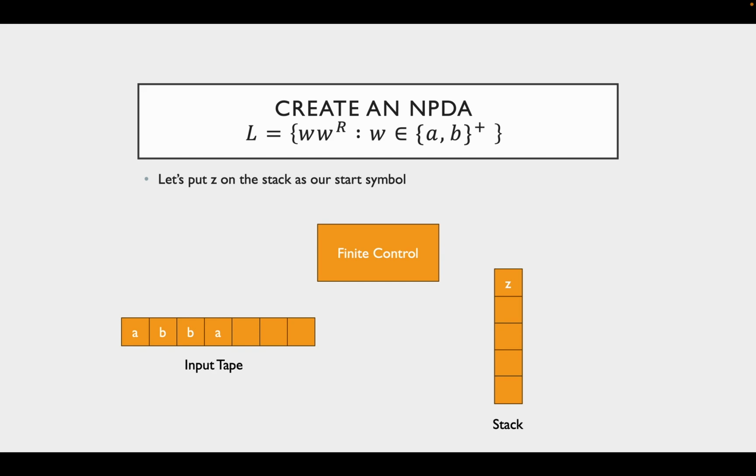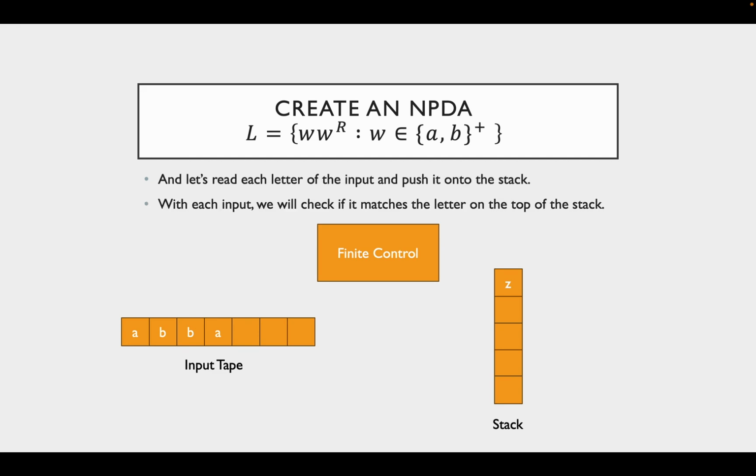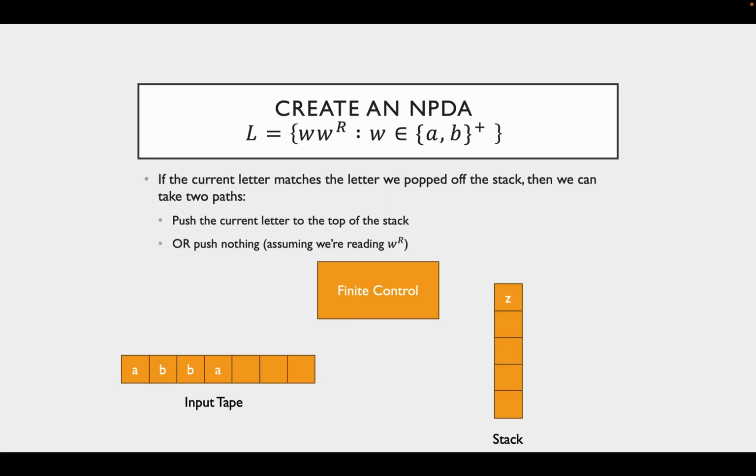We're going to use the example ABBA, just like we did before, which is AB backwards, ABBA. And we're going to start with Z as a stack start symbol. We're going to read each letter of the input and push it onto the stack. With each input, we'll check to see if it matches the letter on the top of the stack. If the current letter matches the letter we popped off the stack, then we can take two paths. We can either push the current letter onto the top of the stack, assuming that we're still reading the word, or we can push nothing, assuming we're reading the reverse of the word.